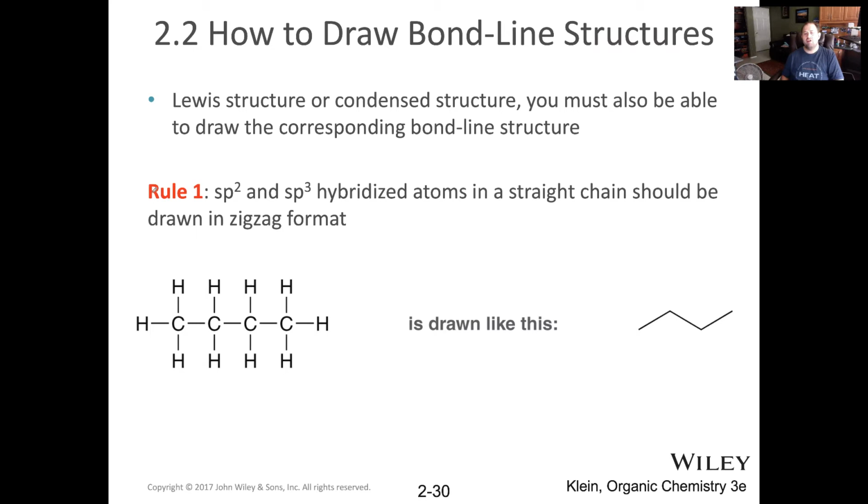So now let's talk about drawing a bondline structure. You've got a Lewis structure right here, and you want to draw the bondline structure. First of all, the Lewis structure is usually given with no sense of geometry of the molecule. And we know that these carbons are tetrahedral, so they should have a zigzag shape. That's a common thing you'll find: you need to have a zigzag shape in your structure.